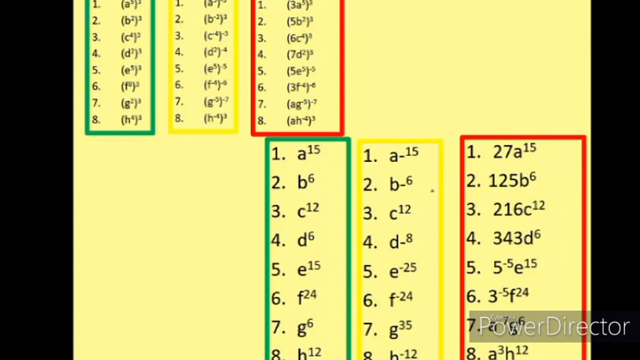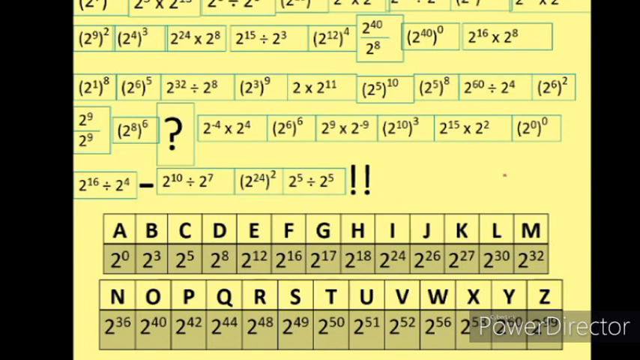Good. Here's your answers. Again, from 1 to 5, if you put that as 3 to the power of 3, that's fine. It's the same as 27. And here, if you've done 5 cubed, that's the same as 125.